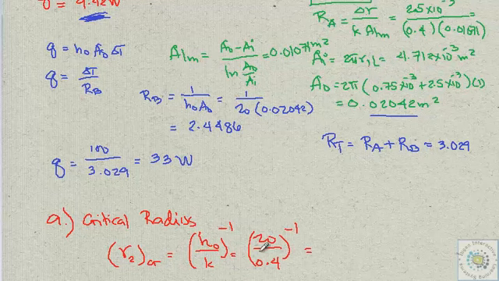With proper units, that will give me 0.020 meter, or equivalent to 20 mm. What does this say? It means that if your insulation gives you a radius smaller than 20 mm, adding that insulation will increase the heat transfer. But if the radius of your wire is already more than 20 mm, adding insulation will make r2 greater than the critical radius.